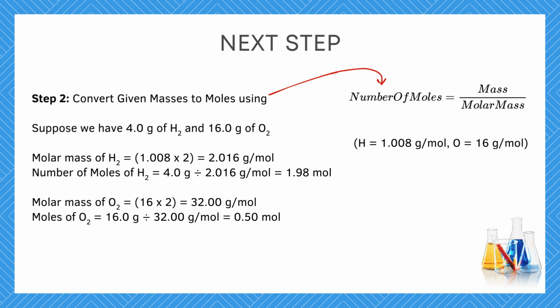The same thing for oxygen. The molar mass of oxygen is going to be O2. Now, O has the relative atomic mass of 16, so O2 will therefore be 16 times 2, which gives us 32 grams per mole. Now, the mass of oxygen that we have here is 16 grams of oxygen. So therefore, the number of moles will be mass, which is 16, divided by molar mass, which is 32, and that gives us 0.5 moles of oxygen. So now we've converted the mass for both elements into number of moles.